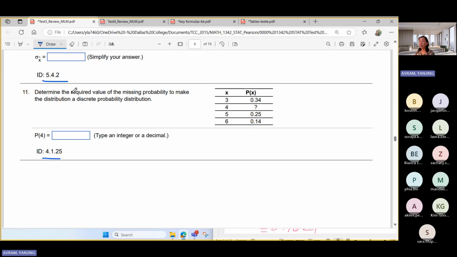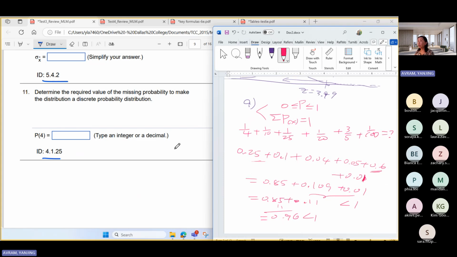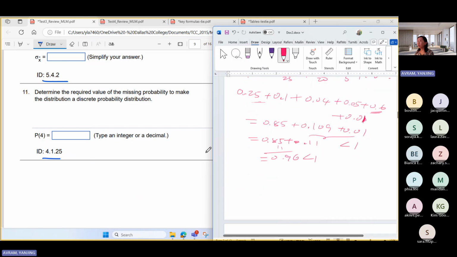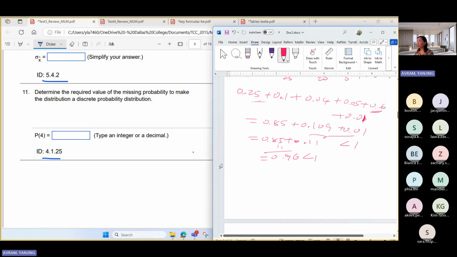Okay, determine the required value for this missing one to make the distribution a discrete probability distribution. As we said earlier, in order to be a probability distribution, you have to satisfy these two conditions. It doesn't matter which table you have, okay? So here you want to calculate the unknown. That means this whole thing added together plus this whole thing added together should be exactly equal to 1, the sum of this, right? And then you can just calculate the unknown in here.